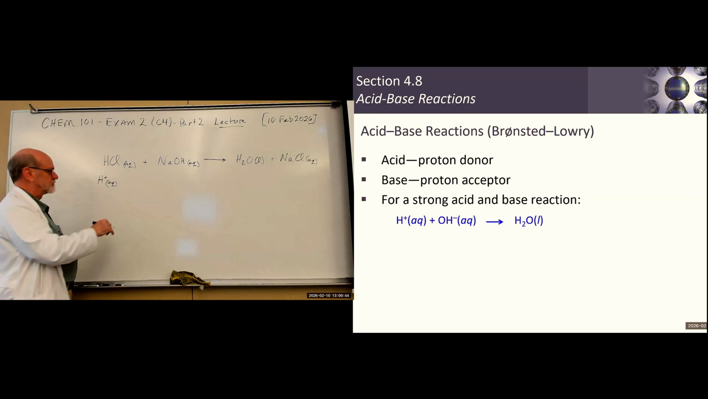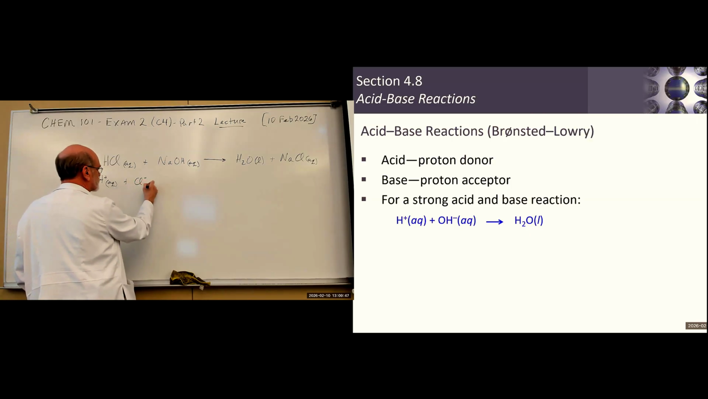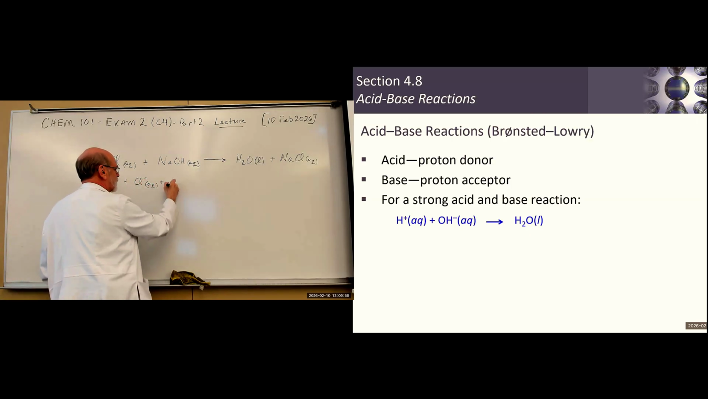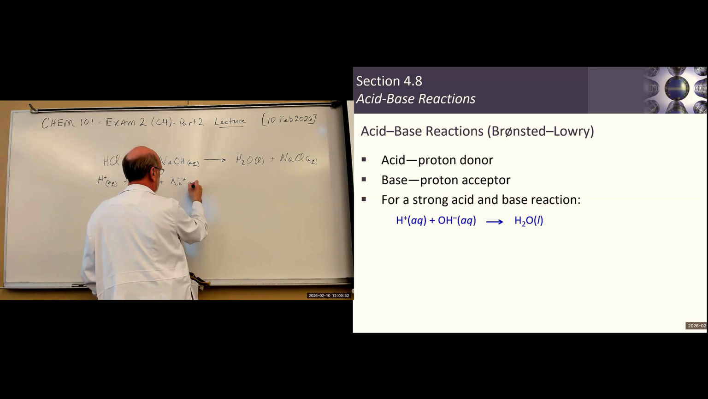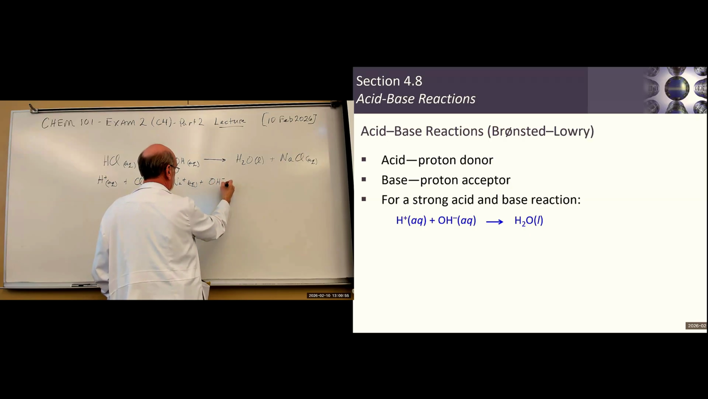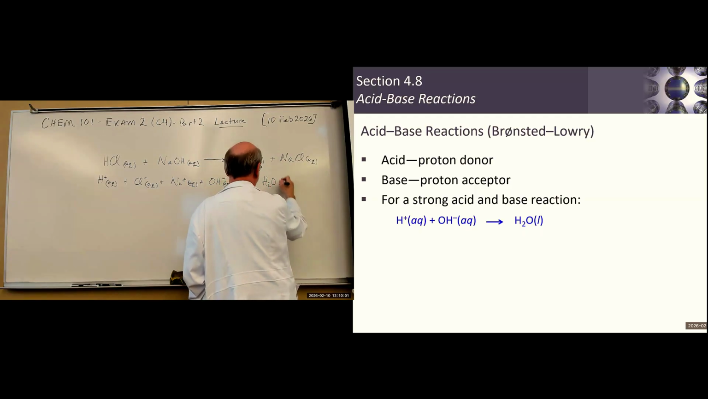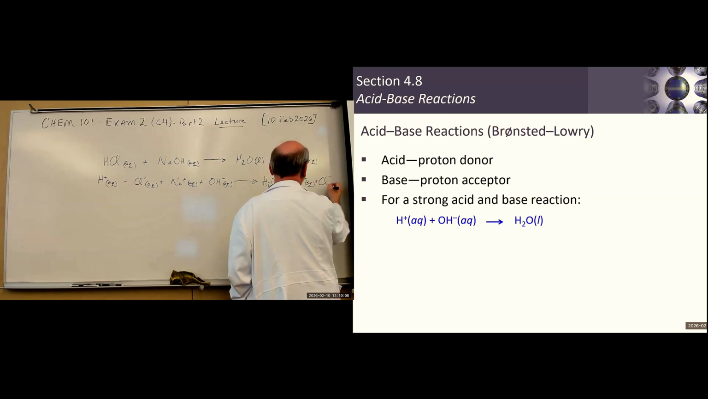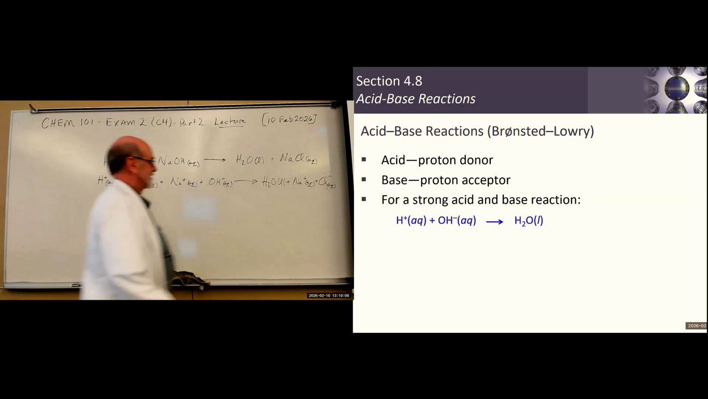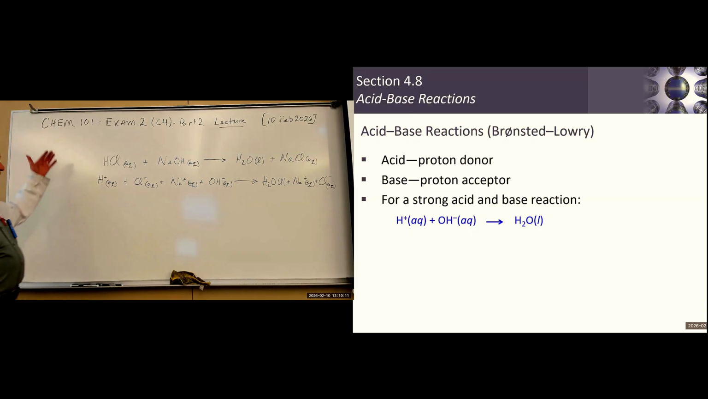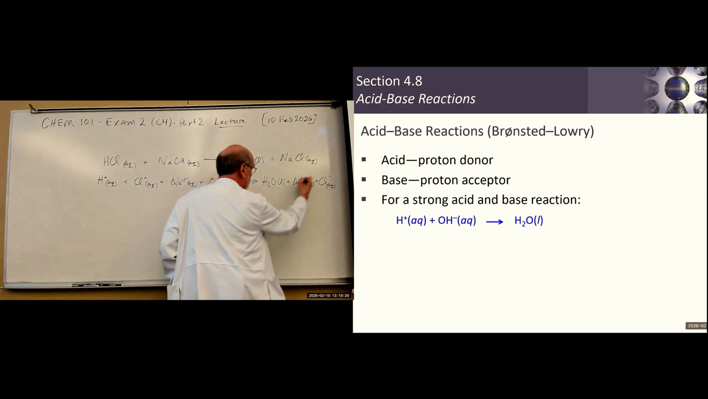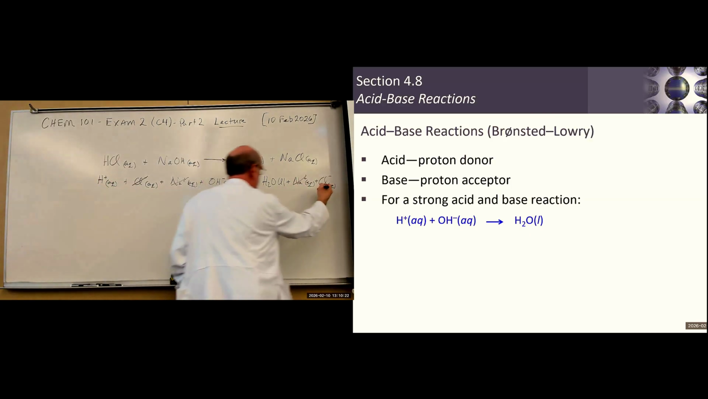The math works the same way. And then we have chloride ions, right? And then we have sodium ions and hydroxyl ions. Okay, and this makes water plus sodium ions and chloride ions. Okay, there's your complete ionic equation. And then for the net ionic equation, we just cancel the spectators, right? Take the spectators out here and here and there.